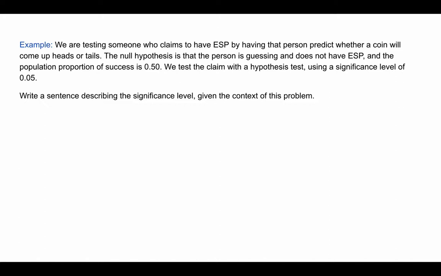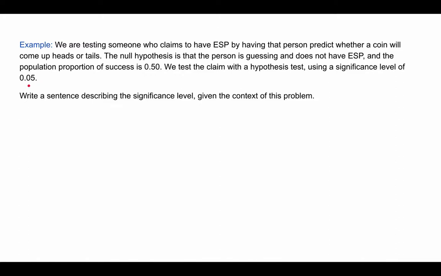So if the person doesn't have ESP, the population proportion of them correctly guessing if the coin is heads or tails is just going to be 0.50. We would expect they would guess correctly half the time. Now we test the claim with a hypothesis test using a significance level of 0.05. So in particular, we're going to have the person guess if they flip a head, if someone is flipping a heads or tails, and conduct a hypothesis test, which we'll learn how to do in 8.2, and we're going to use a significance level of 0.05. What does it mean to have a significance level of 0.05? That's the point of this problem.